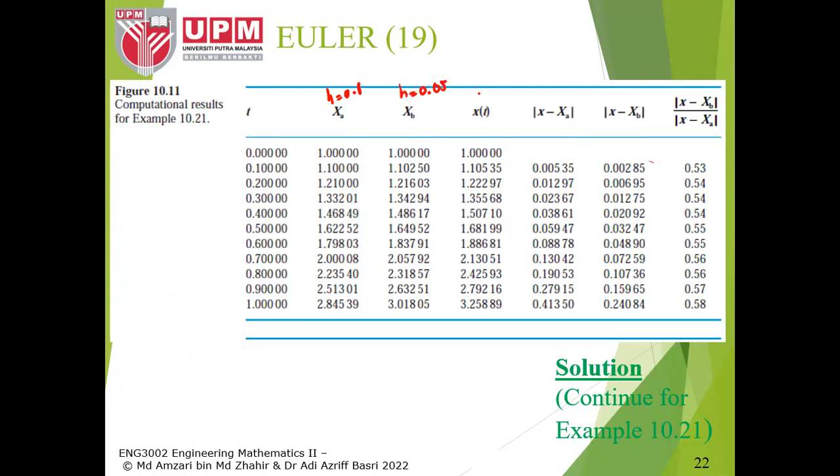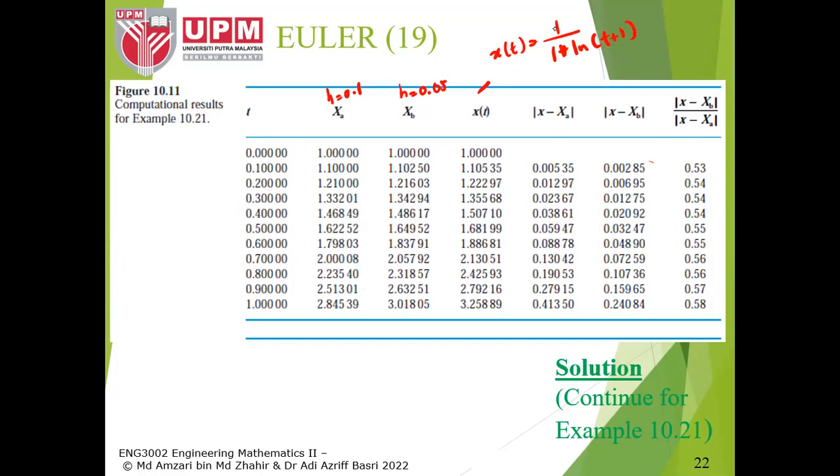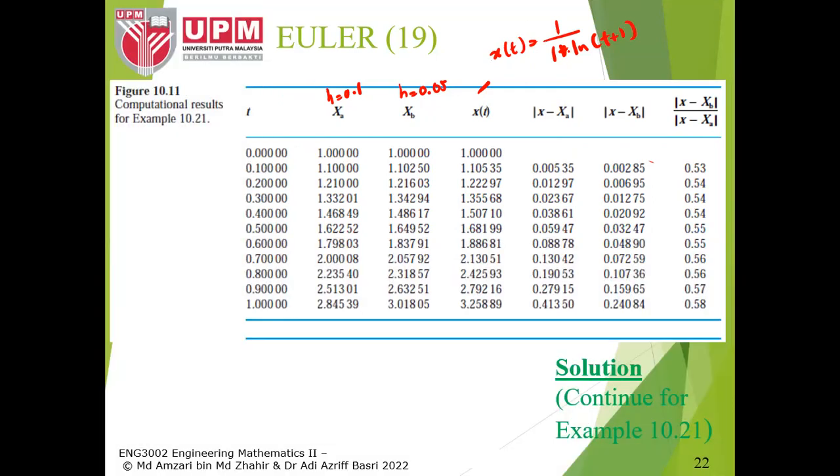So xt is based on the integration, which is xt equal to 1 over 1 minus ln t plus 1. Sorry, 1 minus. So you can do it in Excel in order to get this one. How to calculate this one?